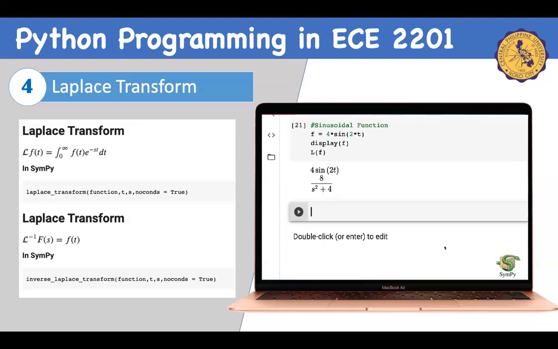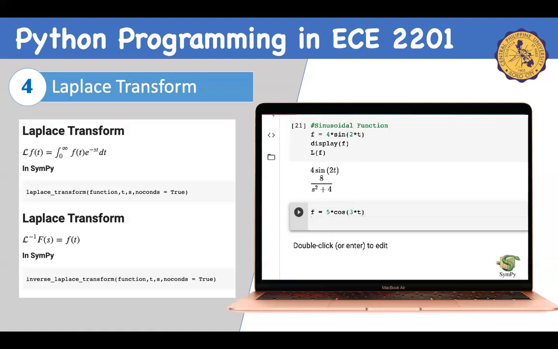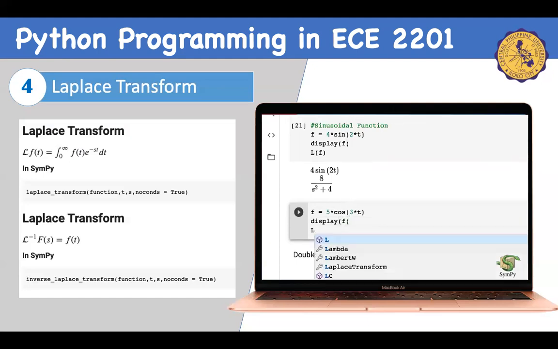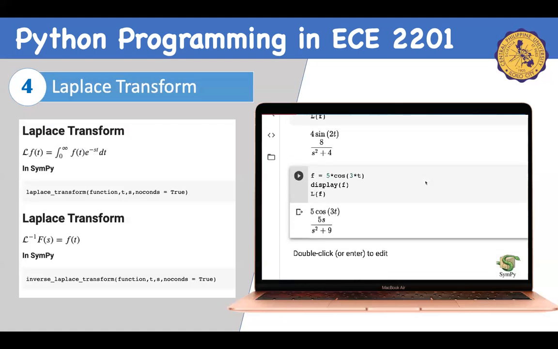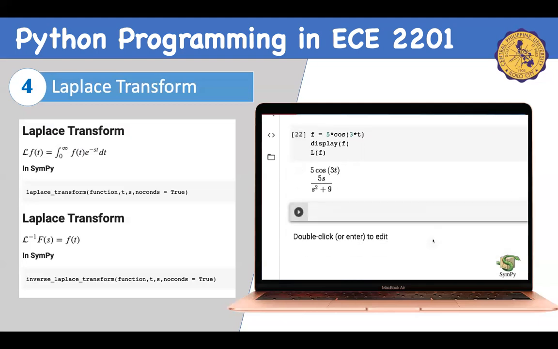All right, now let's try another function. Let's say cosine function. Shall we say 5 times cosine of, let's say, 3 times t. So we will display f first, and then we will take the Laplace transform of f. So we have 5 cosine 3t is just 5s all over s squared plus 9.